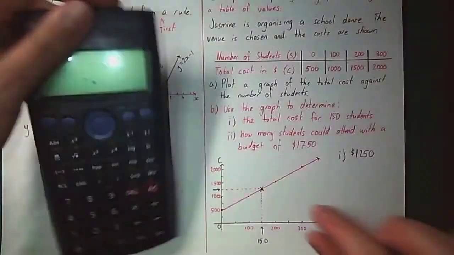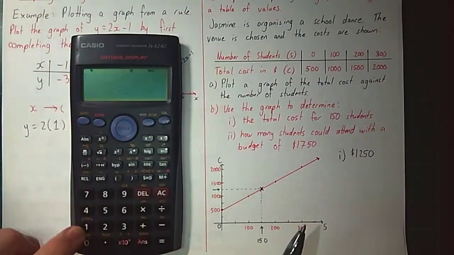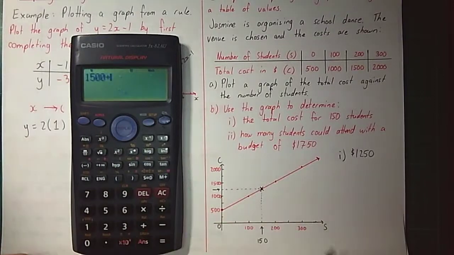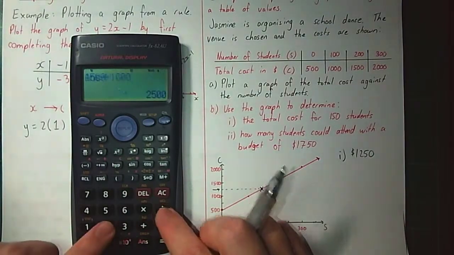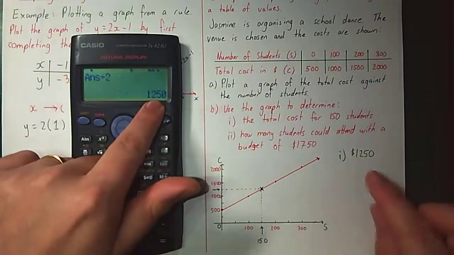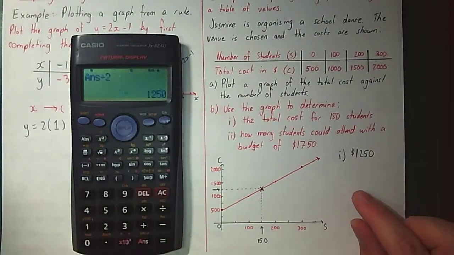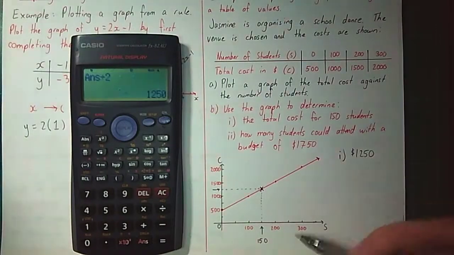If you want to see a way of doing this, you could add them together. So 1,500 plus 1,000, and then if we divide it by 2, we get our $1,250. That's just one way of doing it. You can also interpret it however you would like.